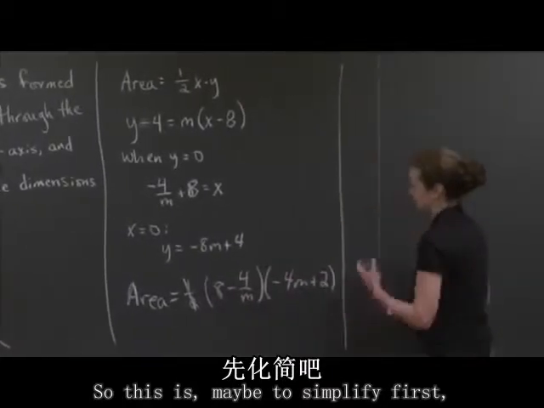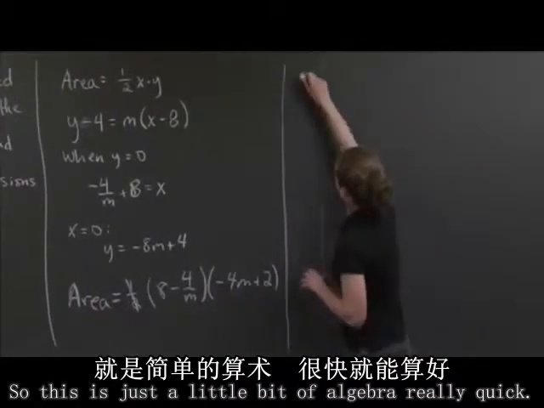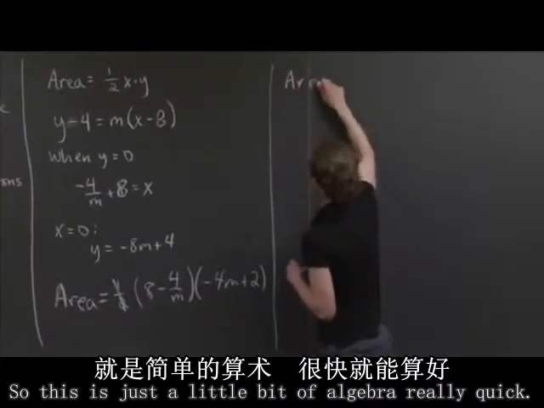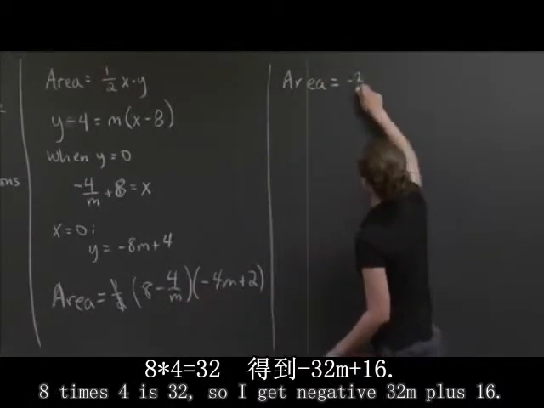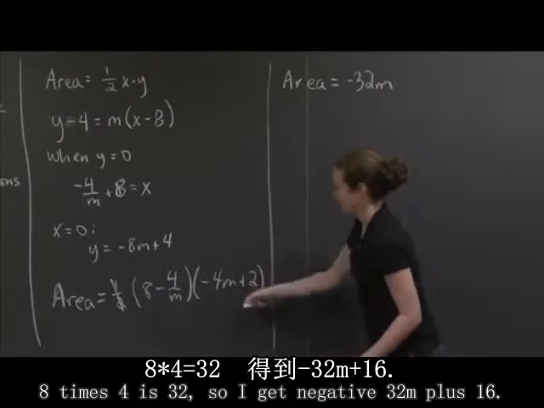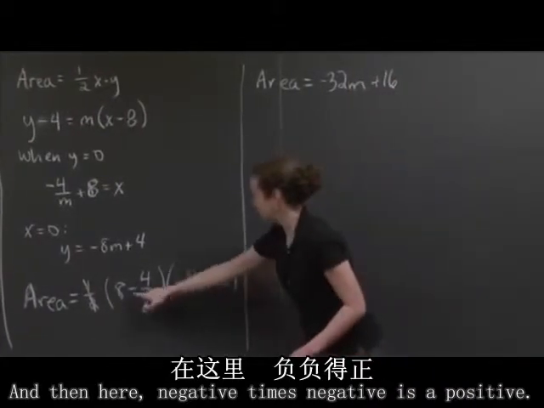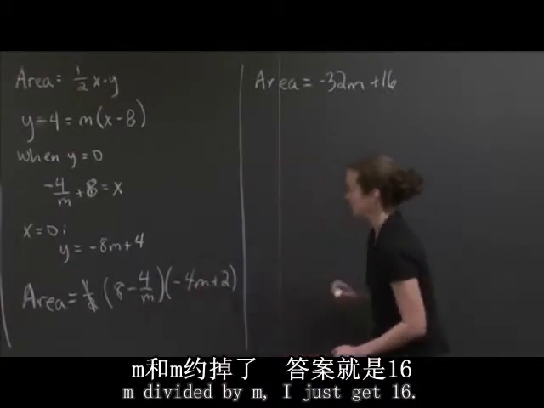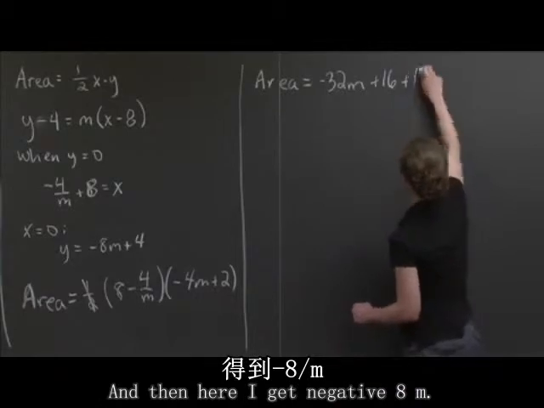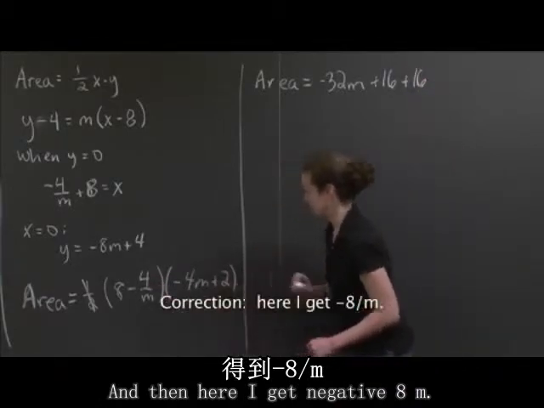So this is, maybe to simplify first, let's multiply through. This is just a little bit of algebra, really quick. 8 times 4 is 32, so I get negative 32m plus 16. And then here, negative times a negative is a positive. 4 times 4 is 16. m divided by m, I just get 16. And then here, I get negative 8m.